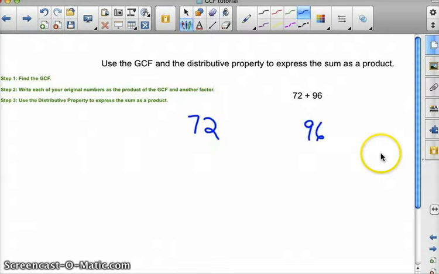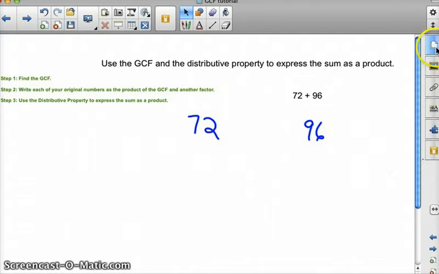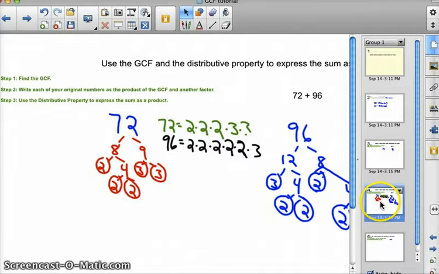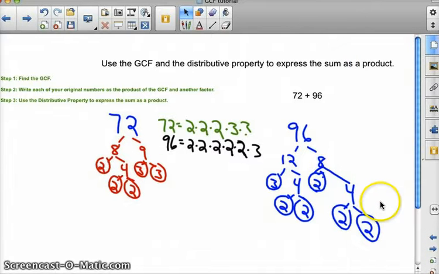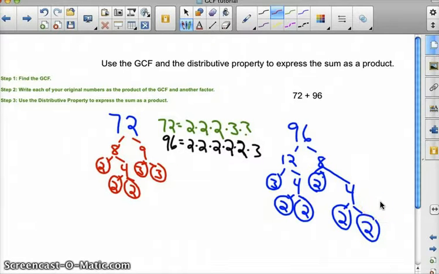We could list all the factors and then find the greatest one they have in common. That's a lot of work for big numbers like this, so we're going to use a factor tree. Okay, that was easy. So here we have our factor tree for 72, our factor tree for 96, and I've listed the prime factorization. And always remember to check that by multiplying the numbers. 72 is equal to 2 times 2 is 4, times 2 is 8, times 3 is 24, times 3 is 72. Down here we have the prime factorization for 96.